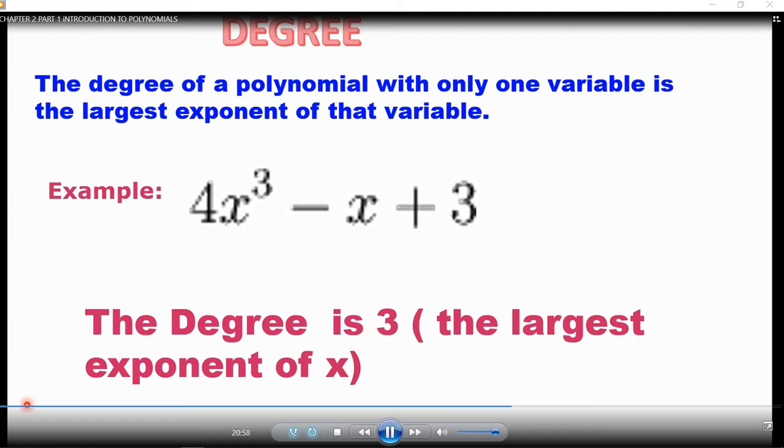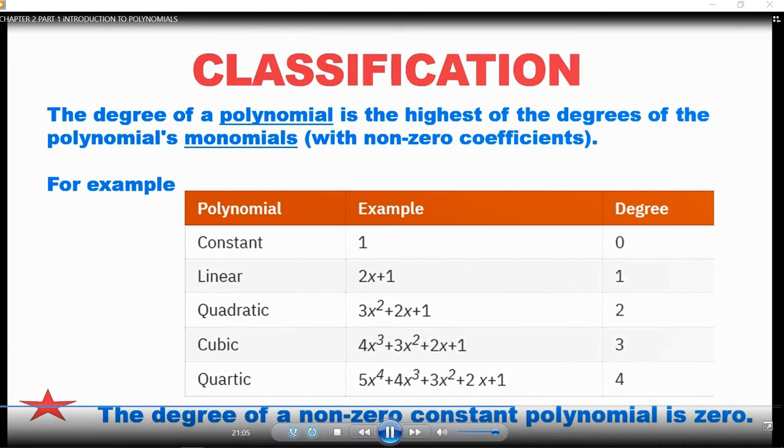Let us take other examples. You will understand clearly. Now the degree of the polynomial is the highest of the degrees of the monomials with non-zero coefficients. Right?